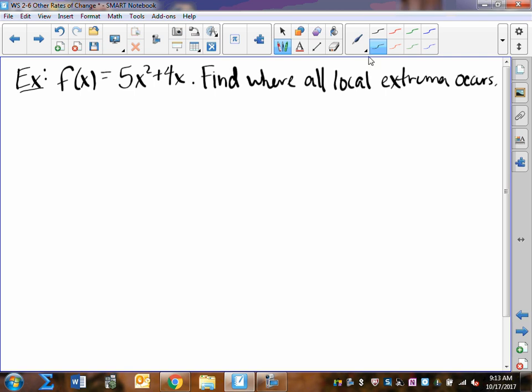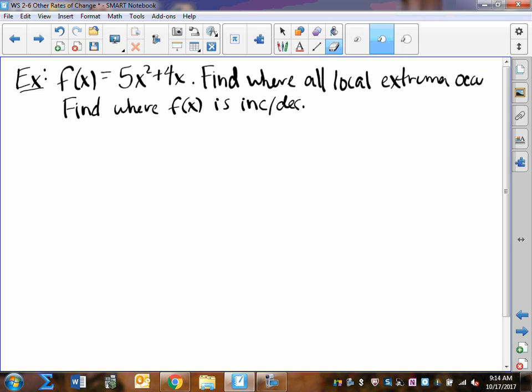And then we're also going to find intervals of increase and decrease. Find where f of x is increasing and decreasing. Okay, so find where all local extrema occur. We have a plural, so we're going to go, and also find where our original function is increasing or decreasing.